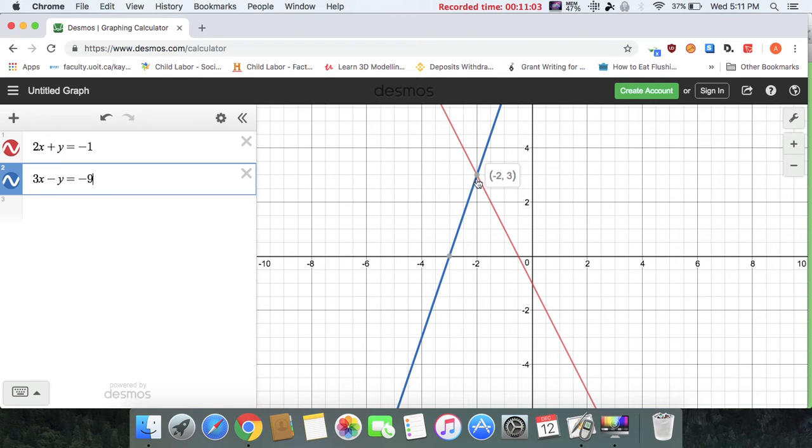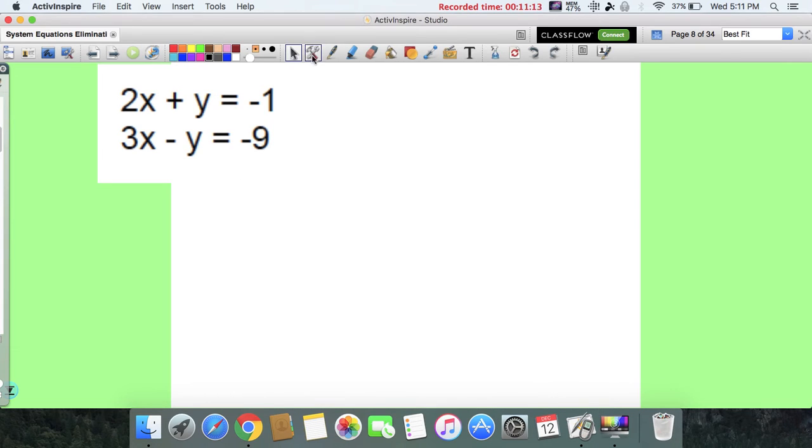So again, let me get the answer, negative 2, 3. So that's the point of intersection between that red line and the blue line, negative 2, 3. So going back to this, my answer is going to be negative 2, and I'm going to write it in here in the corner. 3. Let me do this backwards.